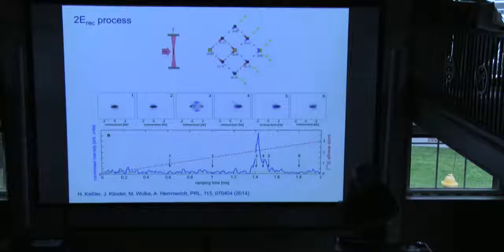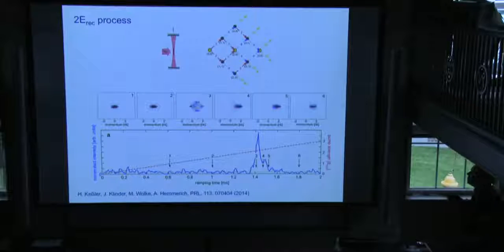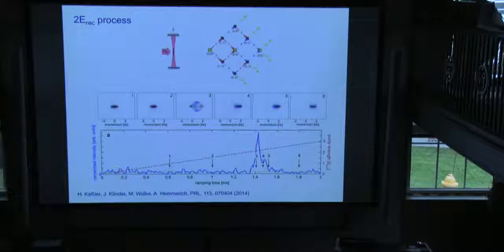Okay, so now just to show you an example, if you shine in light that satisfies a resonance condition for the 2 E recoil process, starting with the BEC in the 0,0 state, this is what happens. In the cavity, this is the time axis. When we ramp up the strength of that beam, this reddish line indicates the ramping up of incoming light intensity. And you see that basically nothing is happening until this instant of time.